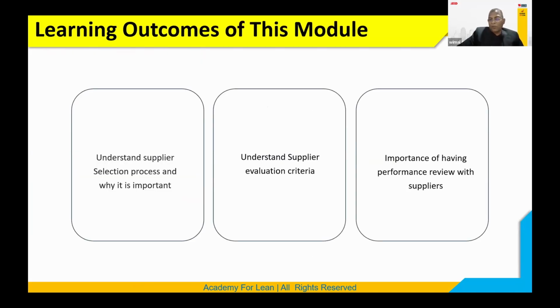These are the learning outcomes of this module. Understand the supplier selection process and why it is important. I think you need to write it down. Understand supplier evaluation criteria. You will understand what are the things we should measure in terms of evaluation. Then the importance of having performance reviews with suppliers. Not just evaluation. After evaluation, what we are supposed to do. Most of the time, we do the evaluation, but we don't do the reviews with them. So these are the learning outcomes of today's first half. If you all are done, I can move to the next slide.